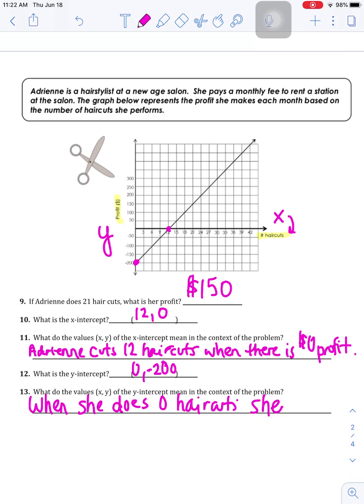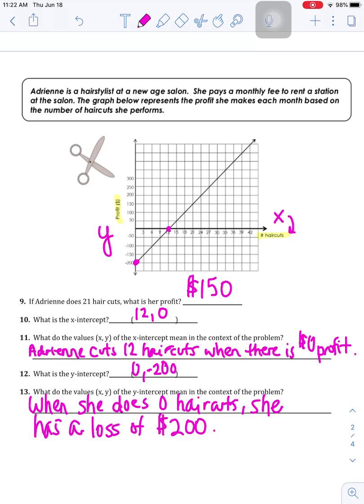well, let's talk about this a second. Let's stop here, right? If she has a negative $200 profit, we need to think about what that is representing. That means that she has a loss, right? Not a gain. So we would say when she does 0 haircuts, she has a loss of $200.